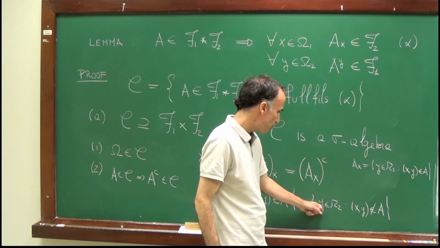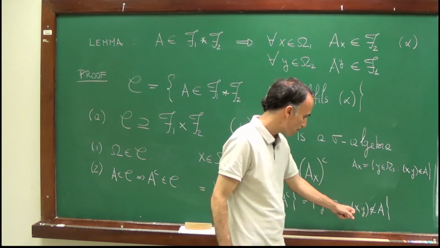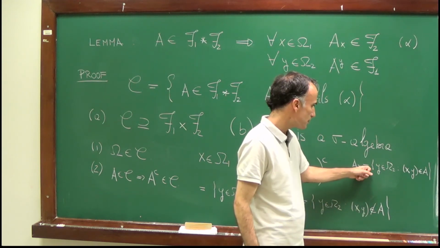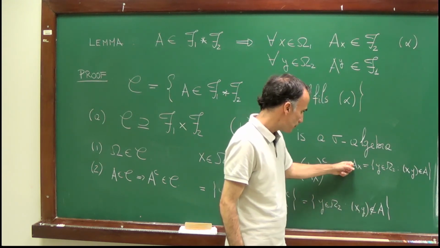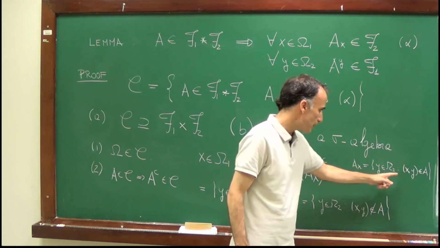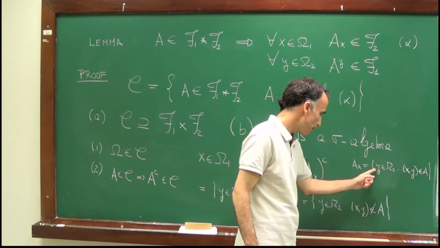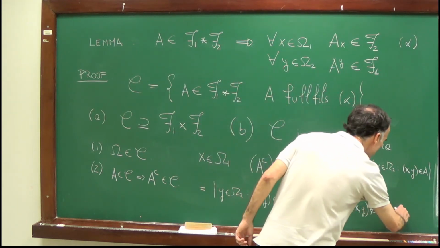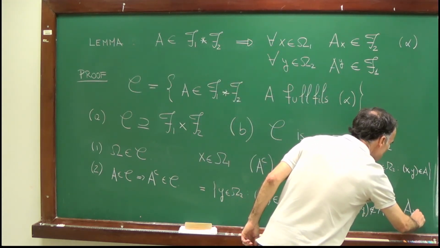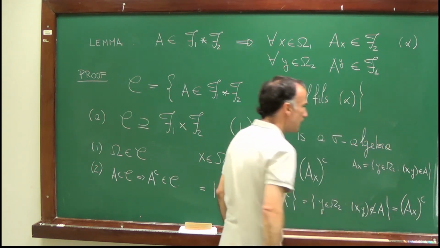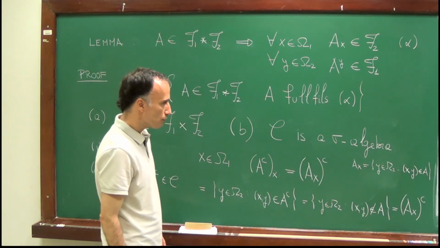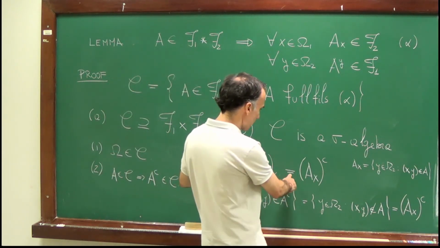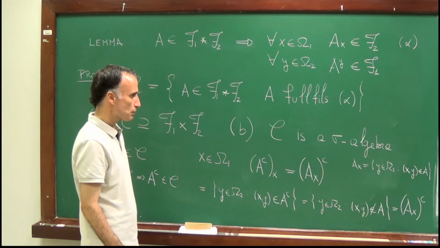If you have a point in this set, this means that (x, y) does not belong to A, and therefore y does not belong to this set. While if you have a point in this set, then (x, y) belongs to A, and therefore y does not belong to this set. So this set is exactly the section at x of the set A complement, and therefore we have exactly proved this identity.